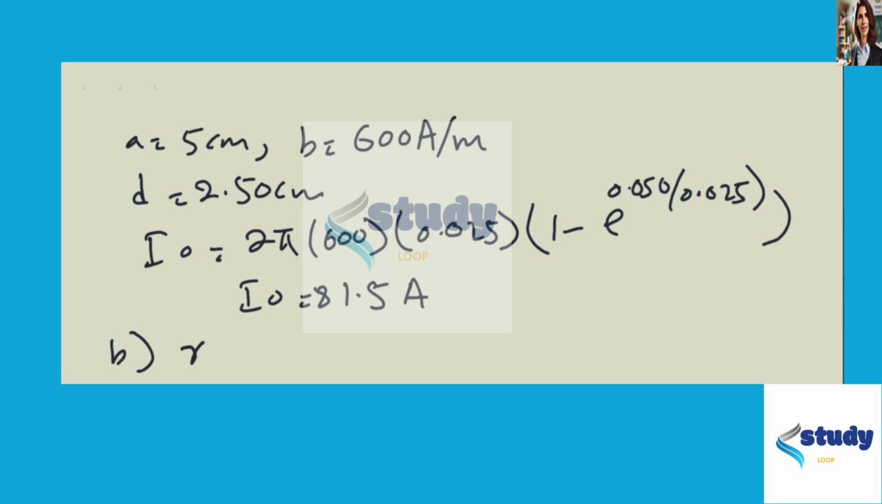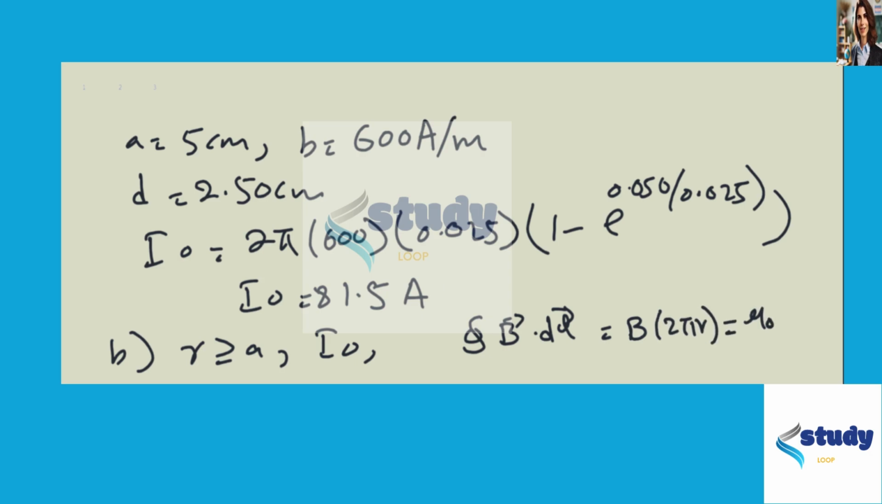Part B of the problem. Now for r greater than or equal to a, the enclosed current is I naught. Therefore, from Ampere's law, we can write closed integral of B dot dl is equal to B times 2 pi r is equal to mu naught times I naught. From here, B will be equal to mu naught I naught over 2 pi r.